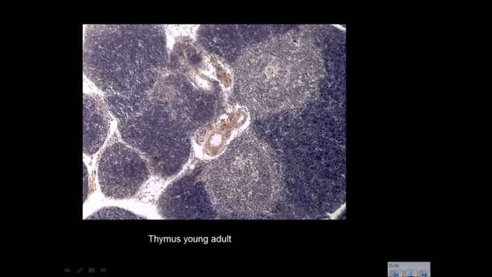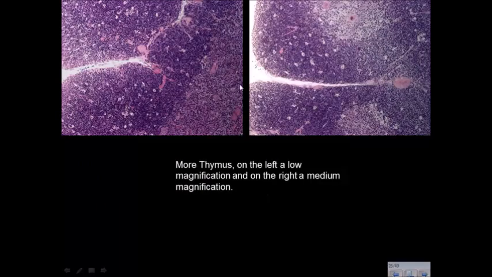I don't know what that is. It doesn't look like a Hassall's corpuscle, but it might be. But in all likelihood, it's probably not, because this is a young adult, or very young. I would guess this might be a teenager. Lobulated. More thymus, Hassall's corpuscle. Looking at, I guess this is right here, is magnified. Is that right? No, just looks alike.